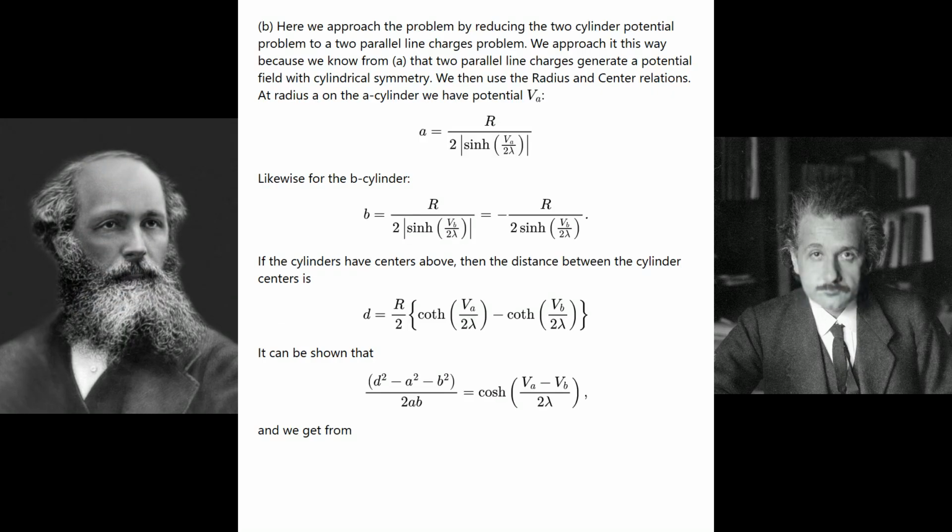B. Here we approach the problem by reducing the two-cylinder potential problem to a two parallel line charges problem. We approach it this way because we know from A that two parallel line charges generate a potential field with cylindrical symmetry. We then use the radius and center relations. At radius A on the A cylinder we have potential V sub A. See the equation shown. Likewise for the B cylinder.